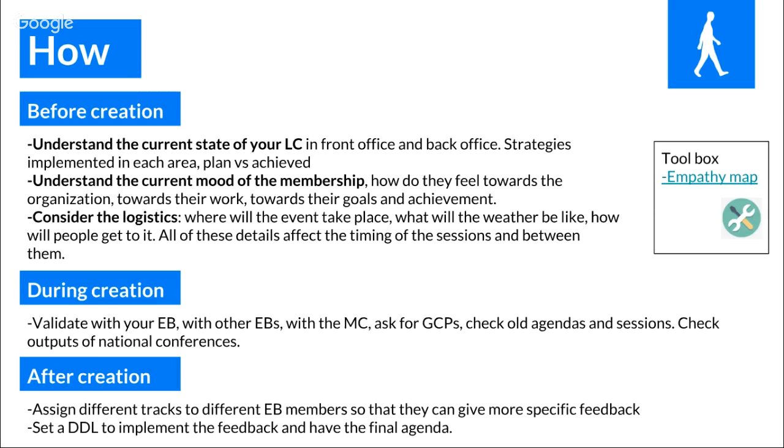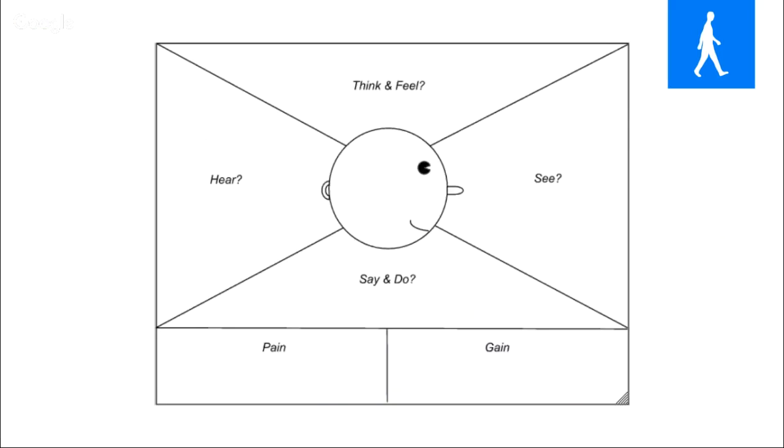And also, we need to understand the current mood of the membership of our LC, like what are they thinking, feeling, and so on. And one very cool tool that we can use for this is the Empathy Map that I will show you here. This is an example. So basically, we just need to gather as many people from EB as possible, and even if you want, you can invite the MD Commission. And the idea is that you put on post-its or just write on a piece of paper what are those things that members are hearing, thinking, feeling, seeing, saying, and doing, and what are the pains and the gains.